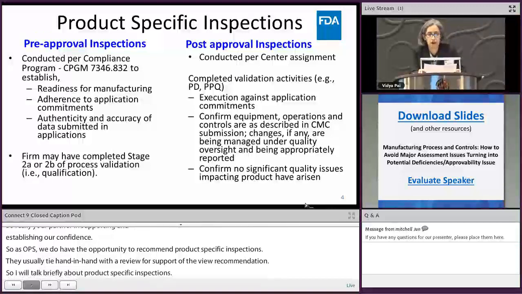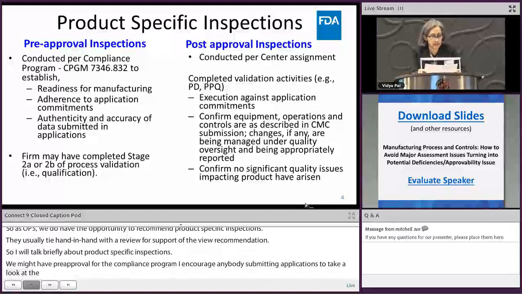7346.832. I encourage anybody that is submitting applications to take a look at this compliance program. It's publicly available, and then really understand and digest the expectations that we may have of facilities supporting applications.